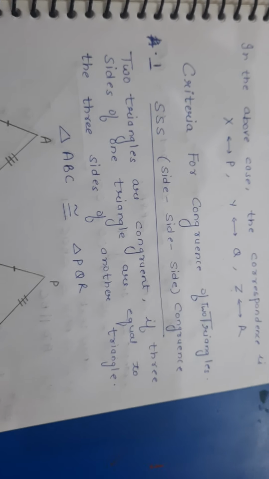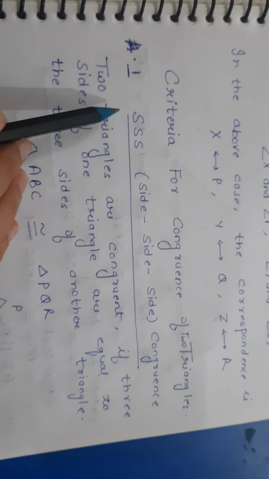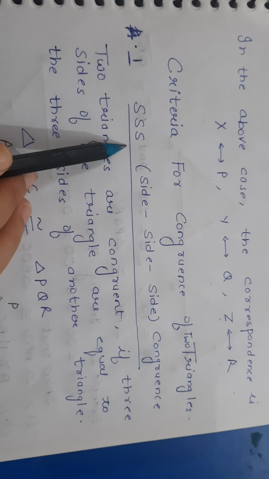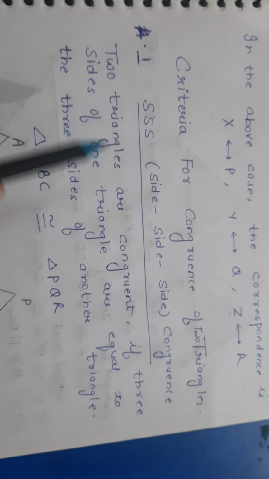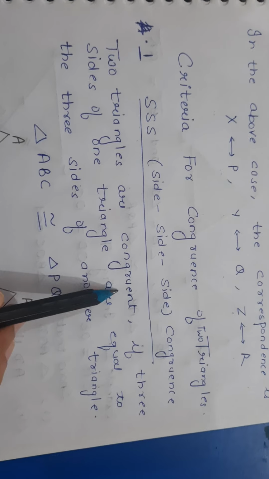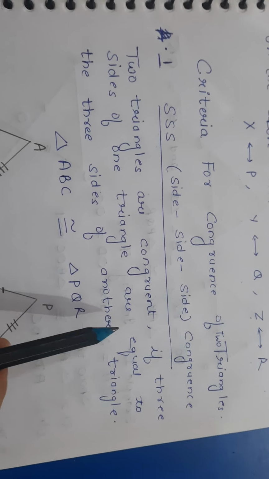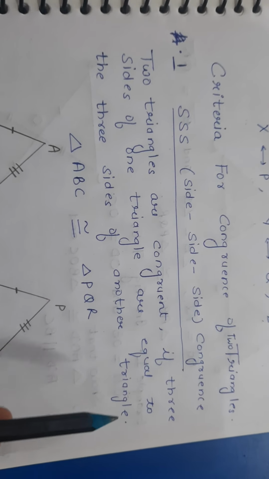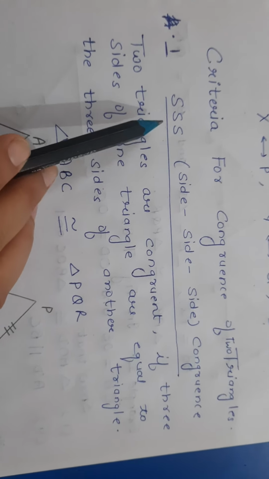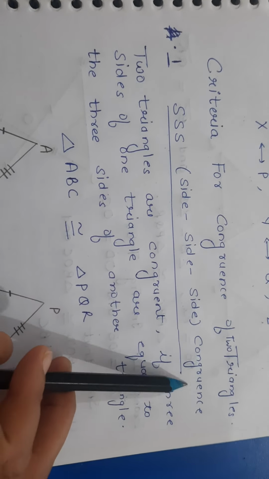Now next I am going to discuss the criteria for congruency of two triangles. The first criteria is SSS, side, side, side congruency. Two triangles are congruent if the three sides of one triangle are equal to the three sides of another triangle.